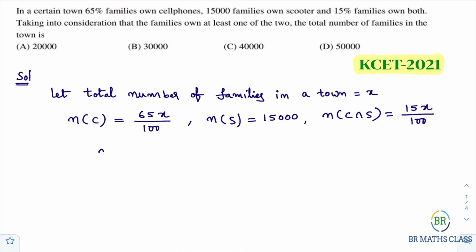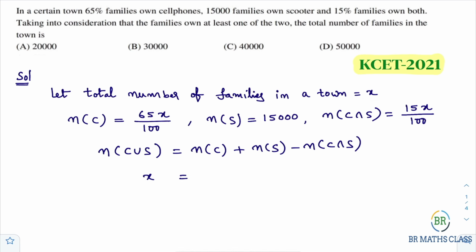So here I will write the formula: n(C union S) equal to n(C) plus n(S) minus n(C intersection S). What is n(C union S)? n(C union S) is X. Equal to n(C). What is n(C)? That is 65X divided by 100. Plus n(S). n(S) number is given directly. n(S) is 15,000. Minus n(C intersection S), that is 15X by 100.